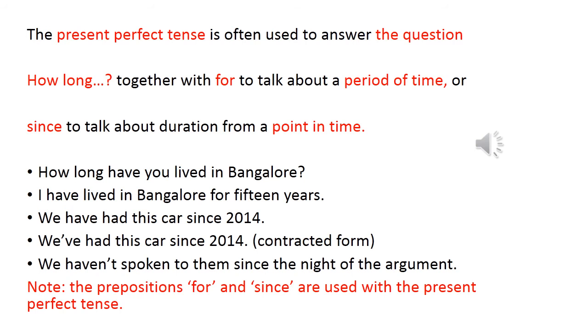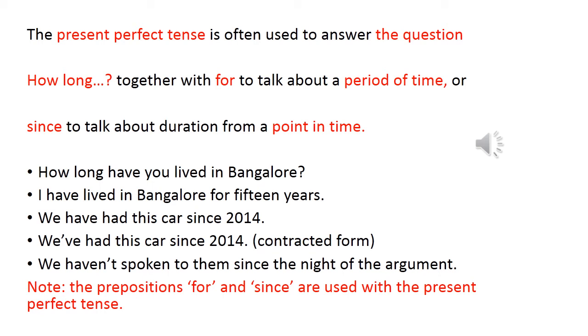Okay, another point here is the present perfect tense is often used to answer the question, how long? And whenever we are asking this question, two important prepositions are included here. One is the preposition for, which indicates a period of time, and another is the preposition since, which indicates a point of time. Look at your examples. How long have you lived in Bangalore? I have lived in Bangalore for 15 years. We have had this car since 2014. We've had this car since 2014, a full form and a contracted form.